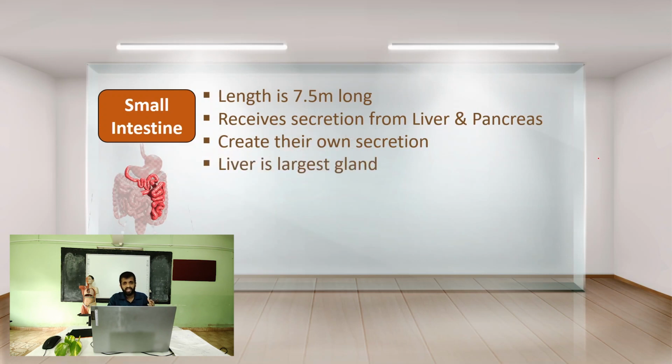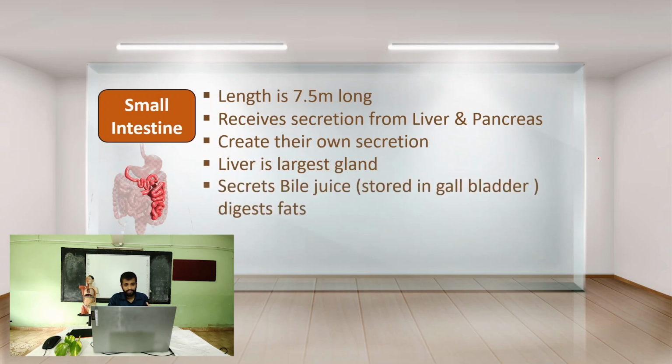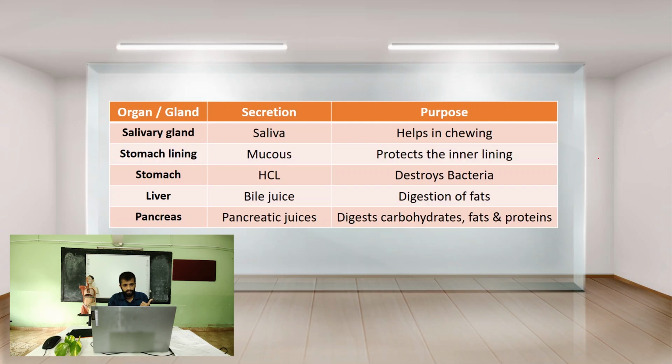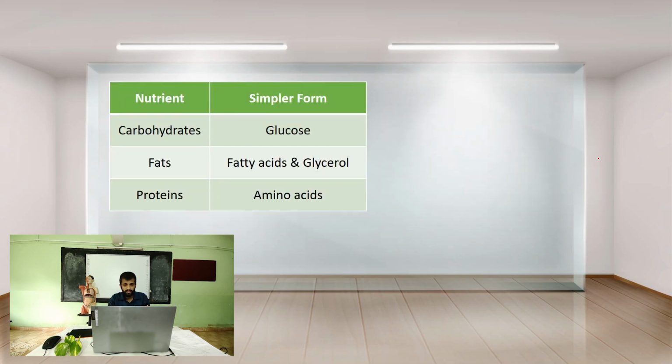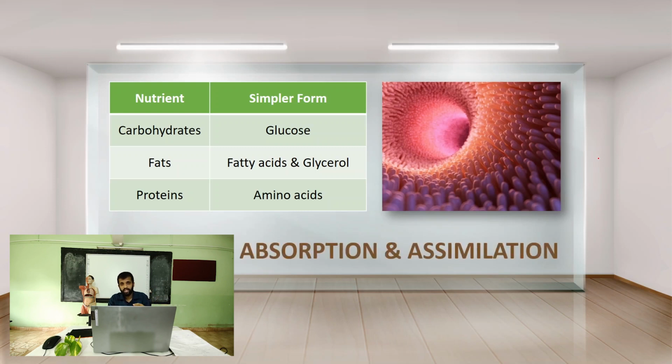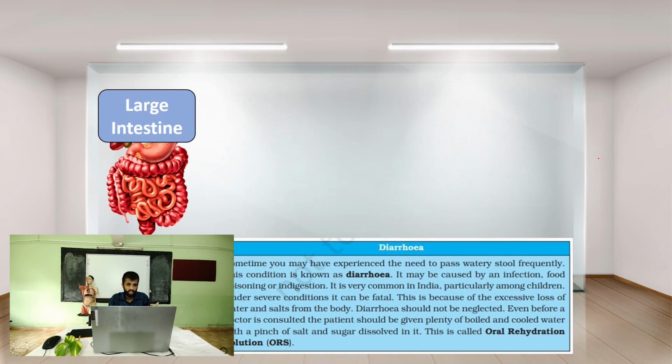Okay, the liver is the largest gland. It secretes bile juice, which is stored in the gallbladder, and it helps in digestion of fats. Pancreatic juices are created by the pancreas, and they help in digestion of carbohydrates, fats, and proteins. This table is important, please learn it. How food is converted from nutrient to a simpler form, then it is absorbed by the villi from the small intestine, that is called absorption, and once it is used by the organs, it is called assimilation.